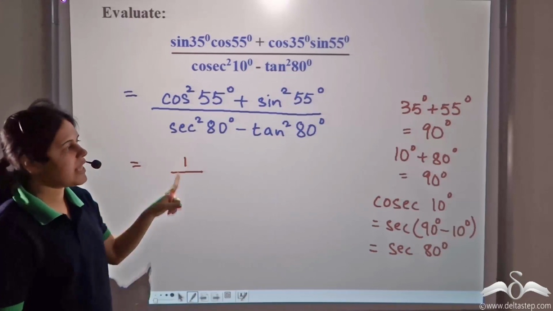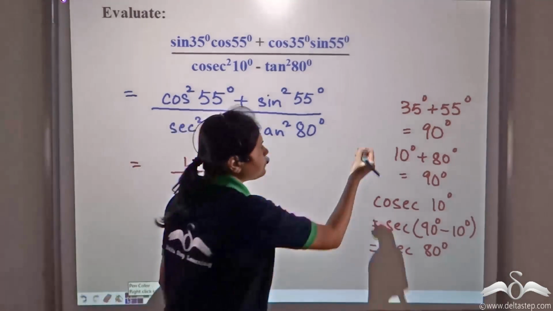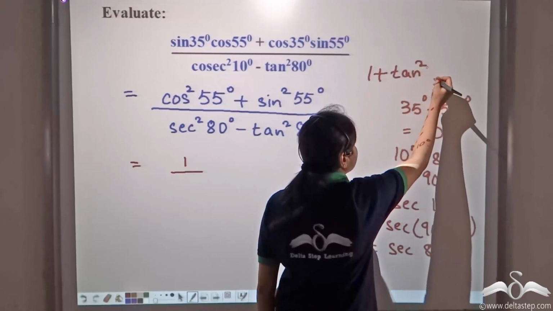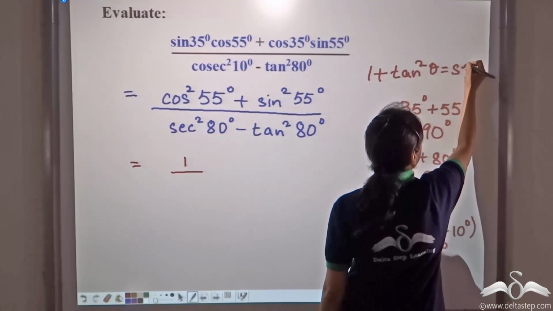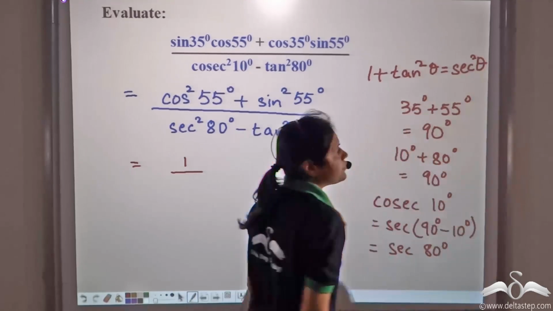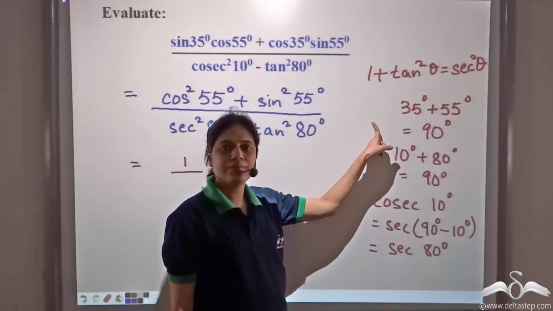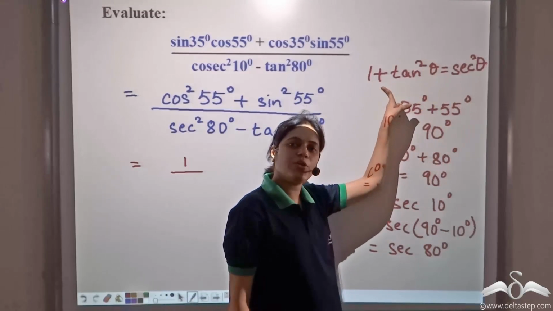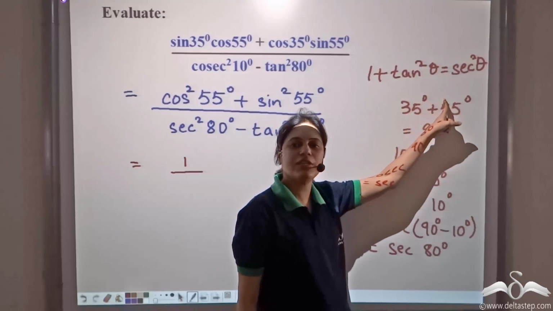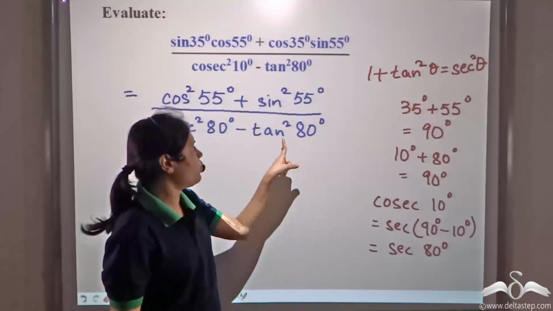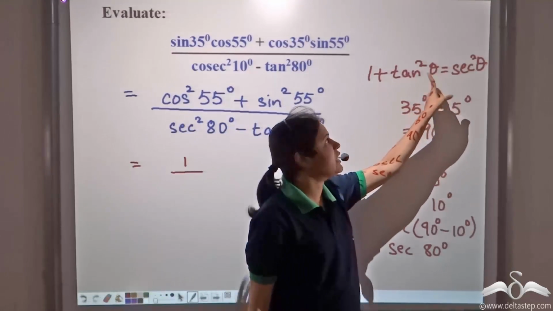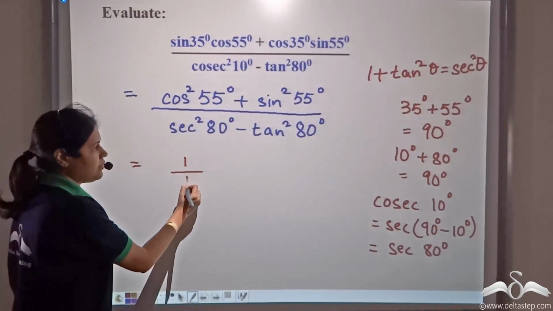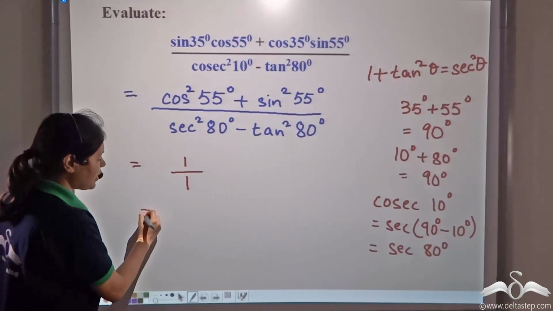We also know that 1 plus tan square theta equal to sec square theta. This is another identity. So sec square theta minus tan square theta will be equal to 1. It holds for all values of theta. So if we put theta equal to 80 degree, then sec square 80 minus tan square 80 will be equal to 1. So this is 1 and 1 by 1 gives us 1.